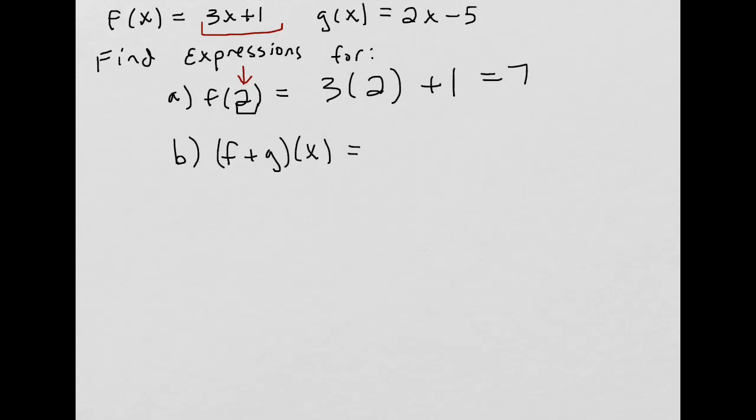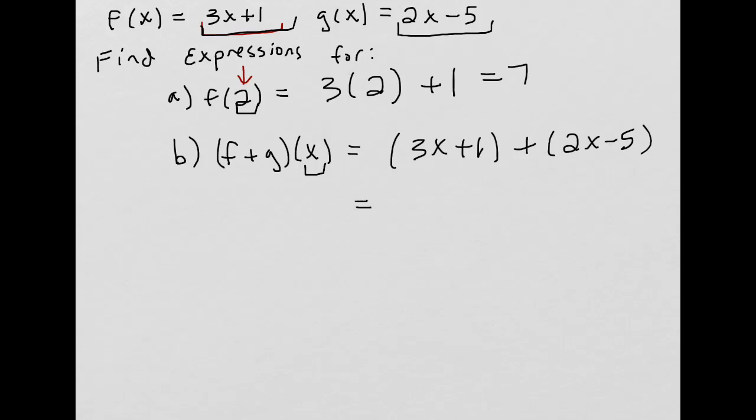So let's actually take a look at part B. What I want you to notice is I have f plus g, but notice behind it I have x. So what that means is I'm just leaving x as x. I'm not plugging anything in for it. So what we're supposed to do in this particular part is take the f formula, which is the 3x plus 1, this part, and add that to the g function, which is 2x minus 5. So let's see how that would look. So I've got my f, which is 3x plus 1, and then plus my g, which is 2x minus 5.